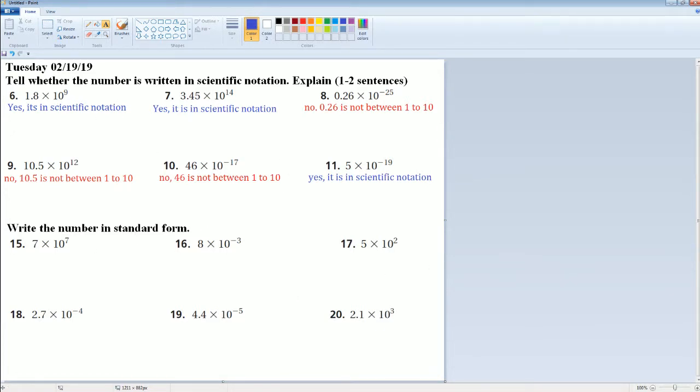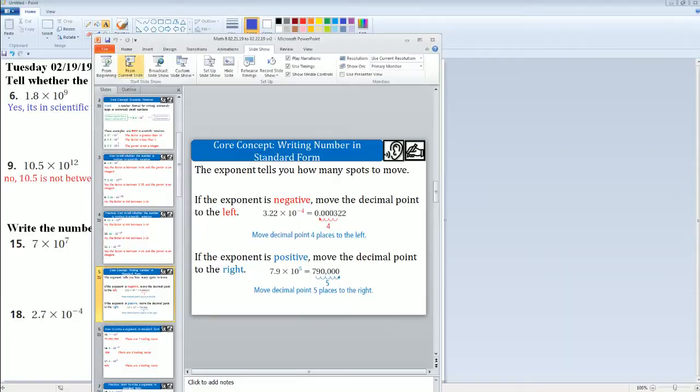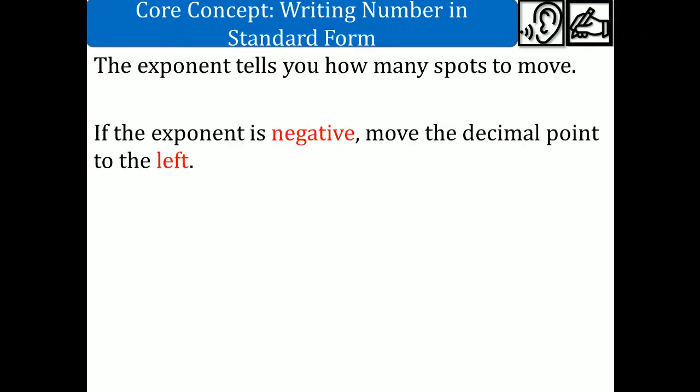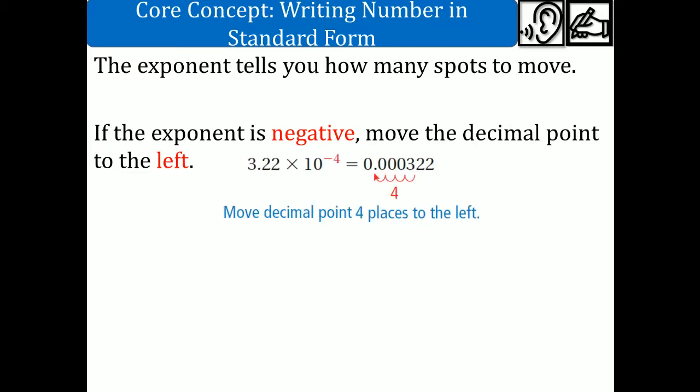Next one. They say to write the number in standard form. Okay. Let's review that. Remember, the exponent tells you how many spots to move. If the exponent is negative, you move the decimal to the left. Here's your example that we did in class.